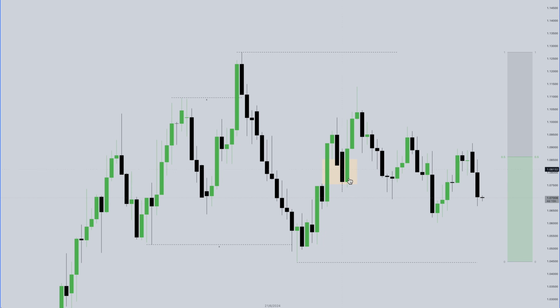So if you're struggling with, for example, now Euro US dollar, then that's okay because you are in a consolidation profile, seek and destroy profile.